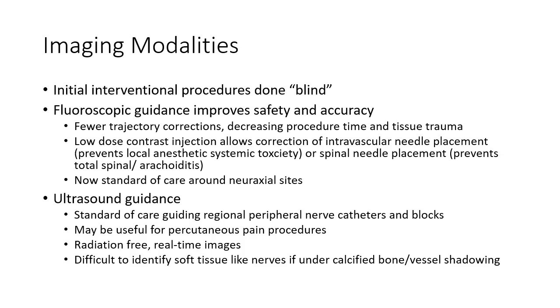Ultrasound imaging has improved dramatically over the past few decades and is now the standard of care for guiding placement of regional peripheral nerve blocks. There is also some evidence that ultrasound guidance is useful when performing percutaneous pain procedures. Ultrasonography is radiation-free, easy to use, and provides real-time images to guide needle placement. However, while ultrasonography clearly demonstrates the bony structures, soft tissue such as nerves can be more difficult to identify, especially if shadowed under calcified bone or vessels.